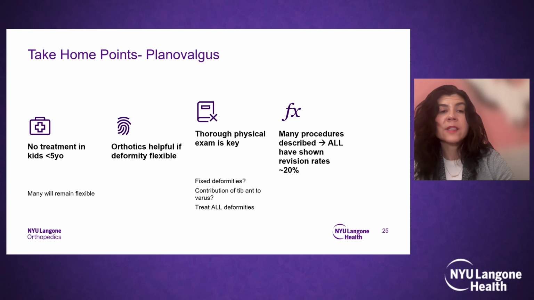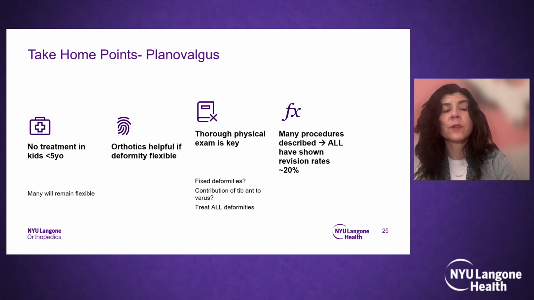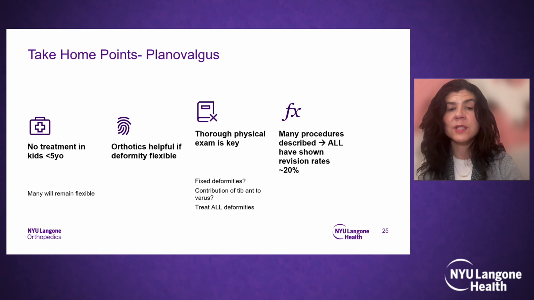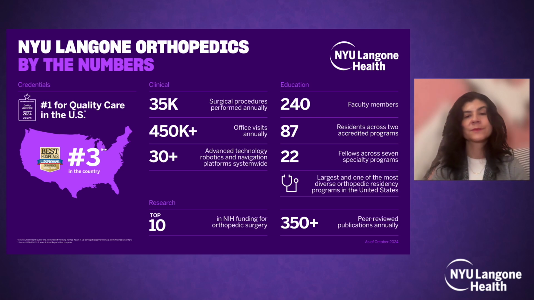So take-home points for planovalgus: no treatment in kids under 5. Many will remain flexible. Orthotics can be helpful if the deformity is flexible. Thorough physical exam is paramount. Consider all the deformities, what's fixed, what is not, and the contribution of the tibialis anterior versus posterior. There are many procedures that are described in the literature. All have shown fairly high revision rates. So the most important thing is balance. Here are my references. Thanks very much.